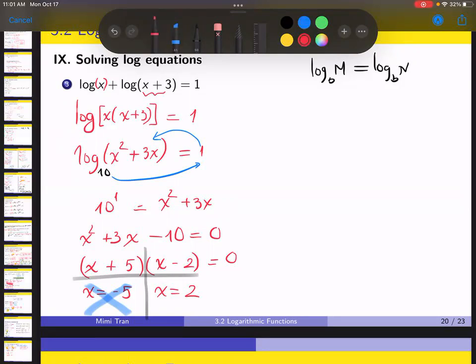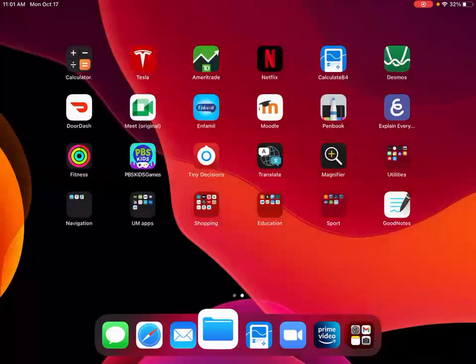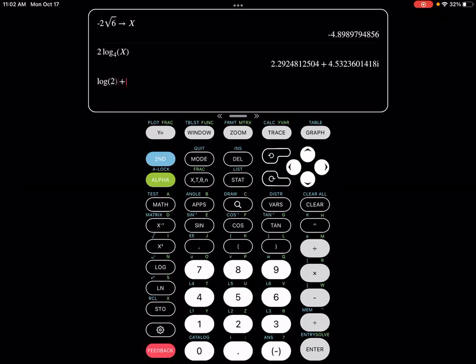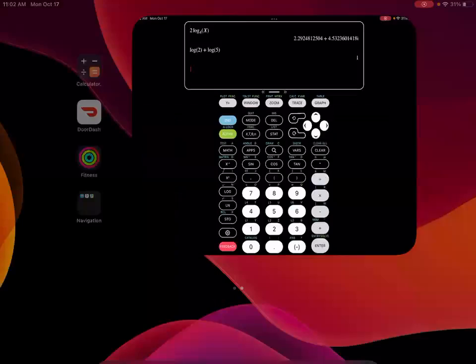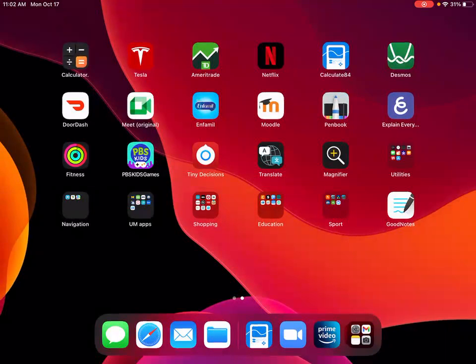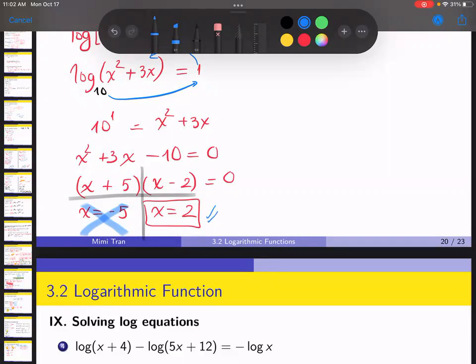Now let's check x equal 2. I'm gonna plug into the equation. So log 2 plus log 2 plus 3, which is 5. Check. So log 2 plus log 5, log 10. So yes, it checked, right? It's equal to the right-hand side, so it checked. So that's how I want you to show your work, right? You don't have to show me how you check. Just do something that I know that you check.